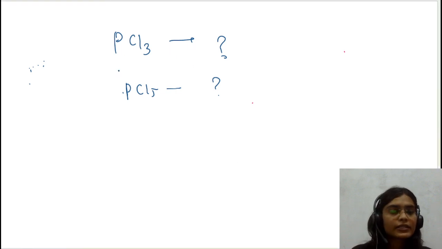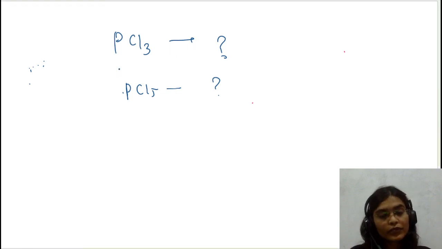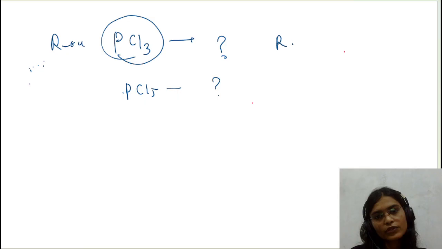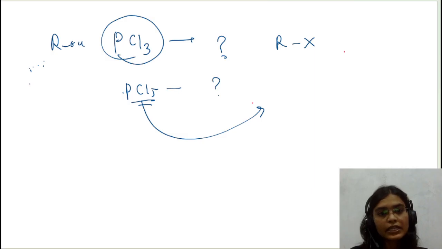If you are having PCl3 there, I hope everyone already knows that there is a direct addition. Whatever R you have, let's say RH, there is a formation of RX. But on the other hand, PCl5 is basically not going to participate like this.